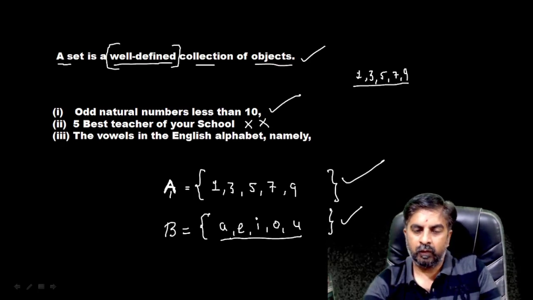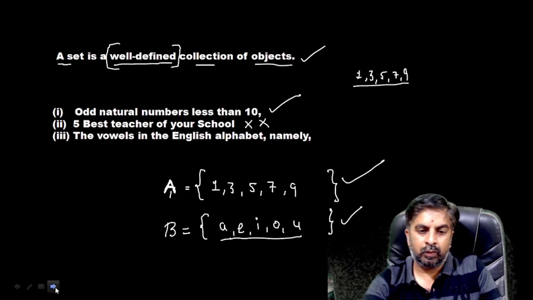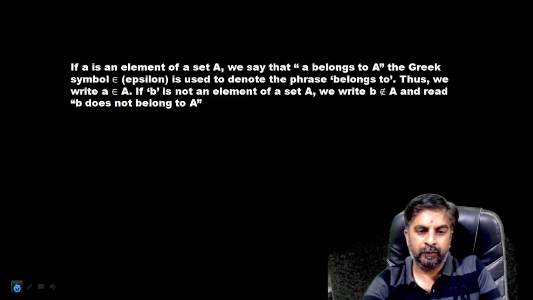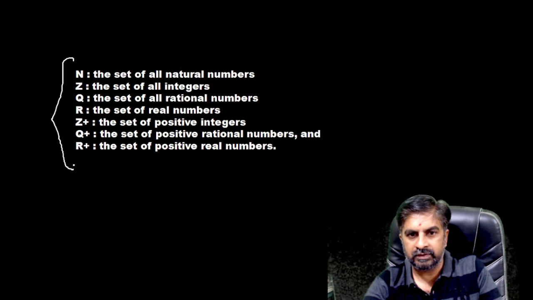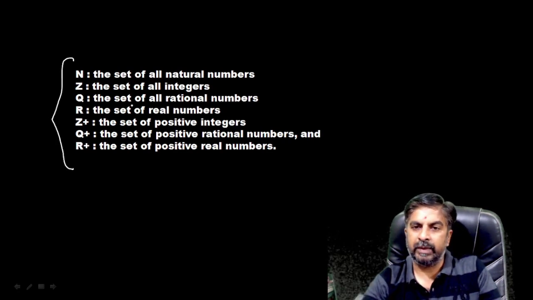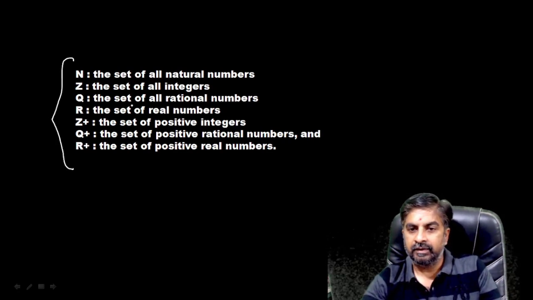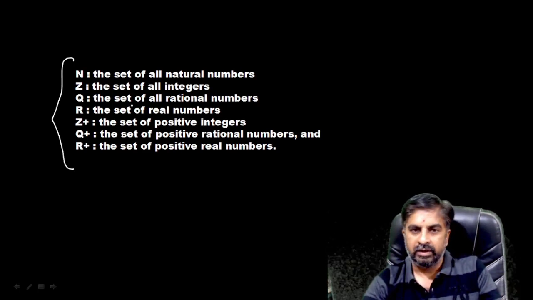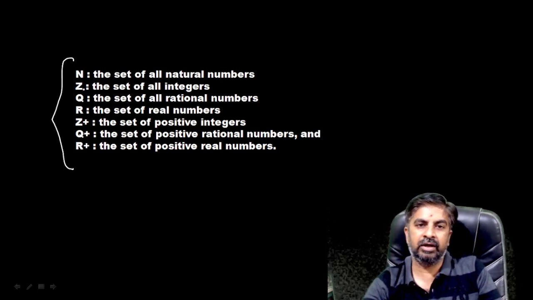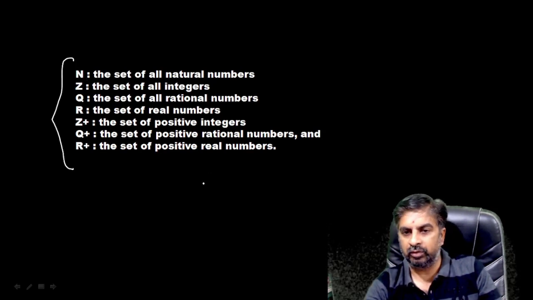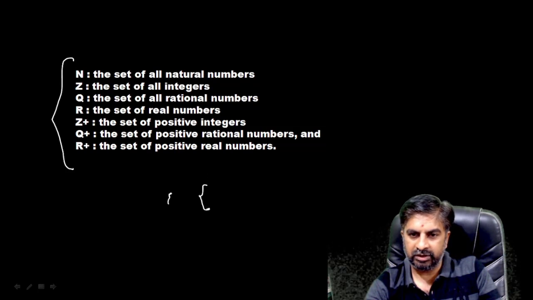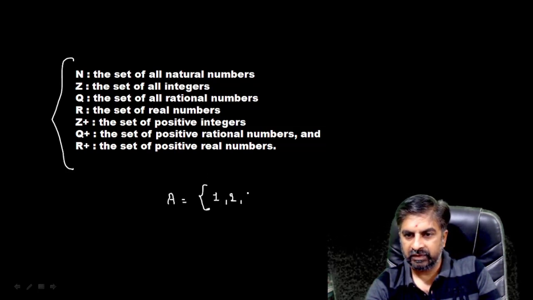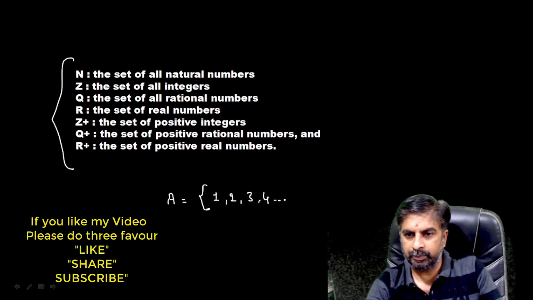Okay, now we are going to get some defined sets. You can see these are also some examples of well defined sets that we already studied in our lower classes. In class 9th we studied about capital N, the set of all natural numbers. We know the set of all natural numbers. Let me write down A equals 1, 2, 3, 4 up to infinity.